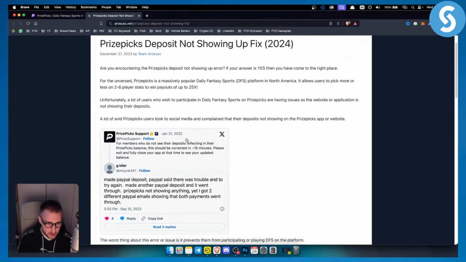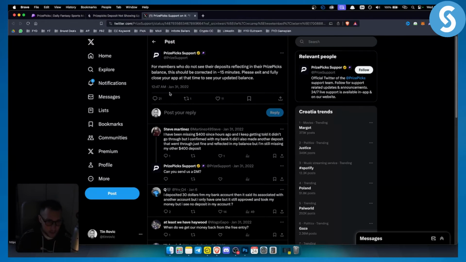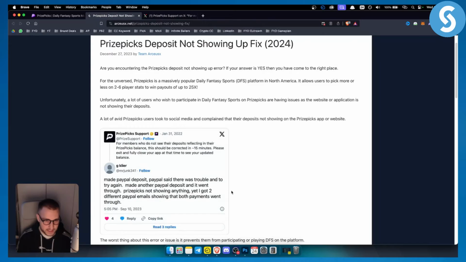So as you can see right here, for members who do not see their deposits reflecting in their PrizePicks balance, this should be corrected in 15 minutes. Please exit and fully close your app at that time to see your updated balance. Now, as you can see right here, this is the tweet. I have been missing $400 since hours ago and I keep getting told it didn't go through. So as you can see, a lot of people are having this issue.